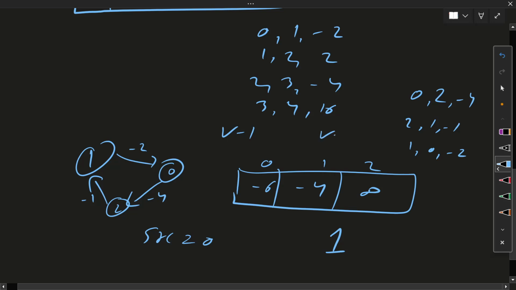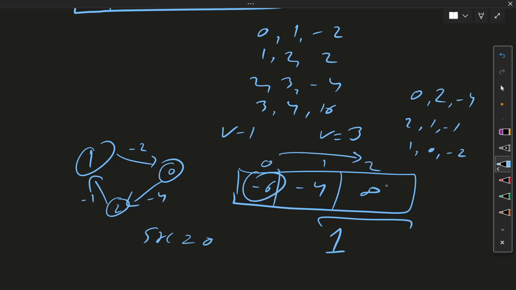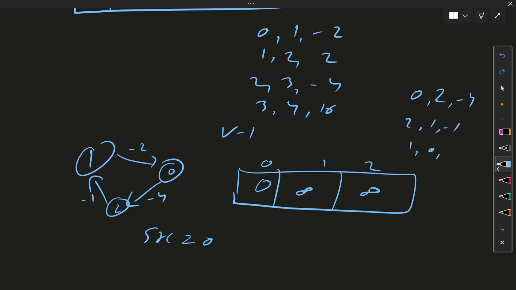V here is 3, so we have to do one more time. So let's do one more time. From 0 to 2, minus 6 plus minus 4. Okay, so we got 0. Our starting index is 0. So 0 to 2. So I think I have made a mistake here. Yeah, I have made a mistake.